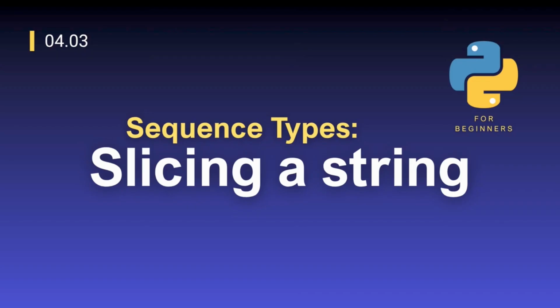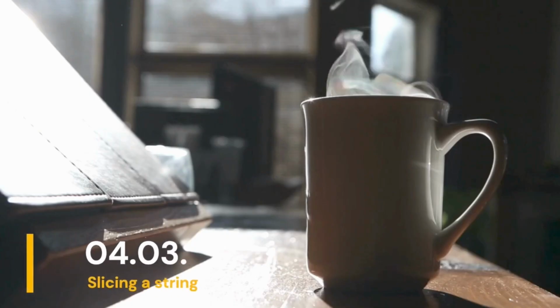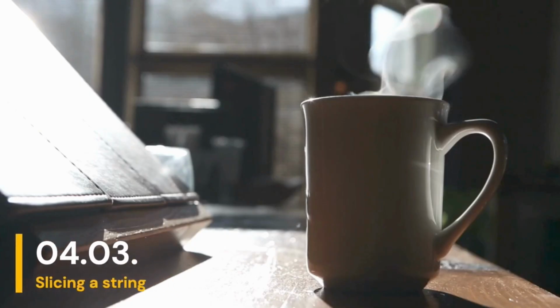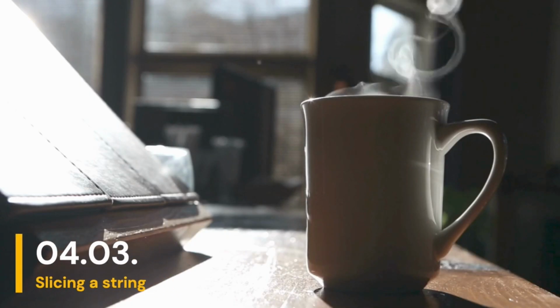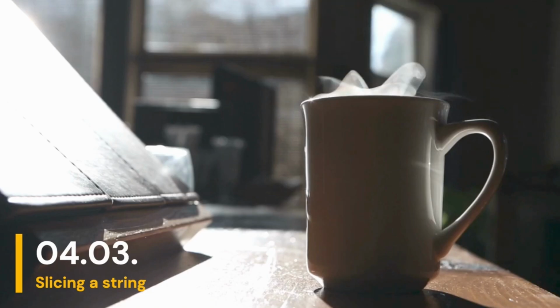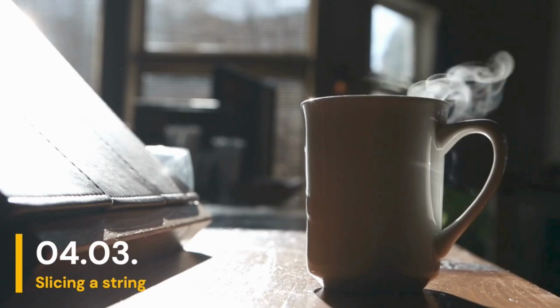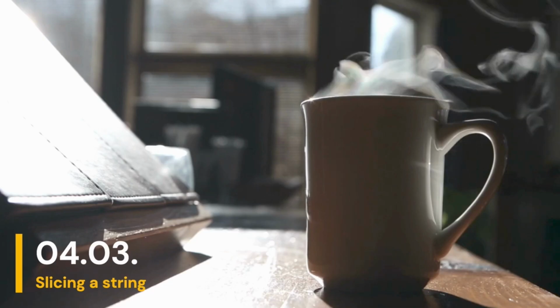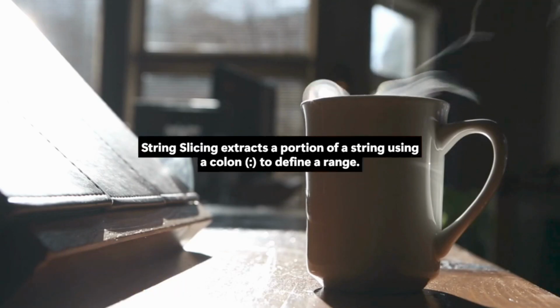Welcome back. In our last lecture, we learned how to access a single character in a string using its index. In this lecture, we're going to learn an extremely useful technique called slicing, which allows you to extract a subset or range of characters from a string.